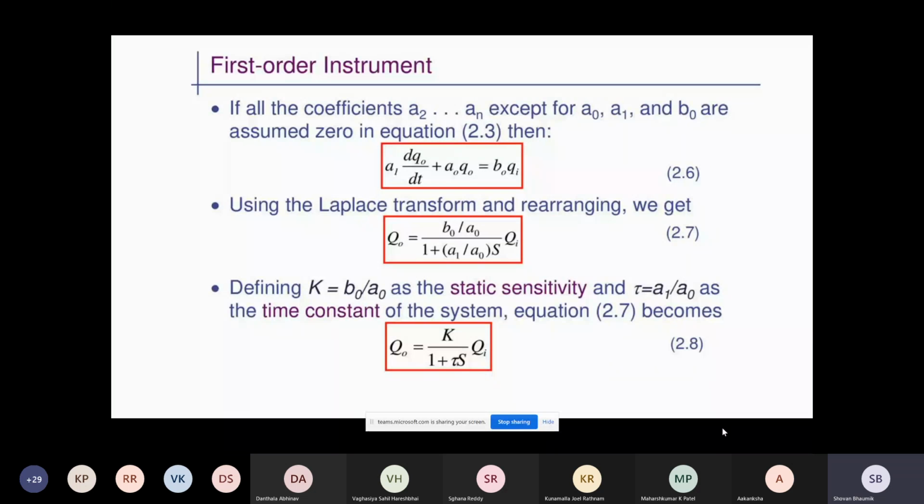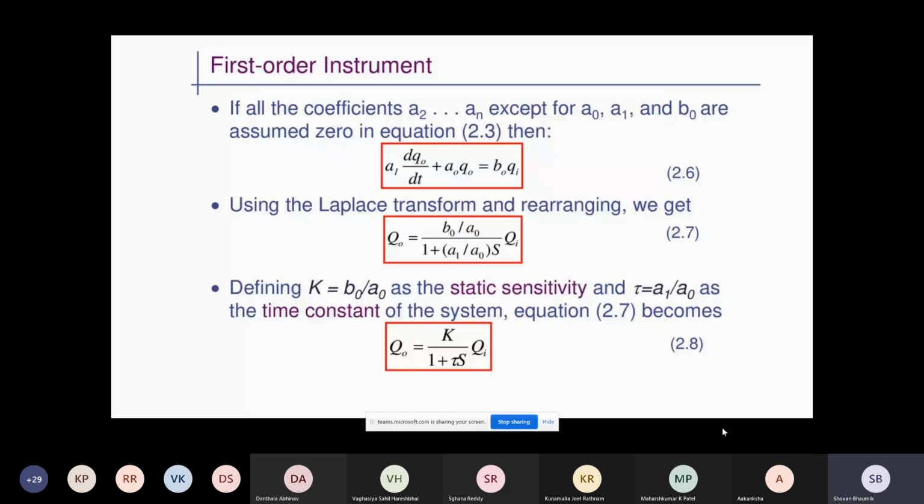Now you see Q0 and Qi are not related by multiplying a constant number. There is one s in the denominator. That means there is a differential equation of order 1, and you have to solve it in order to get Q0, or in order to get Qi from Q0. So there are two constants here.